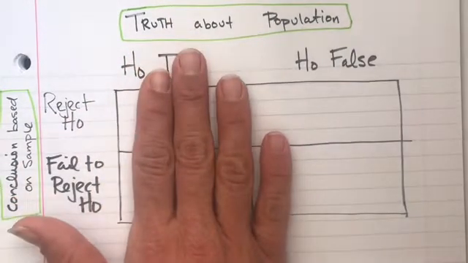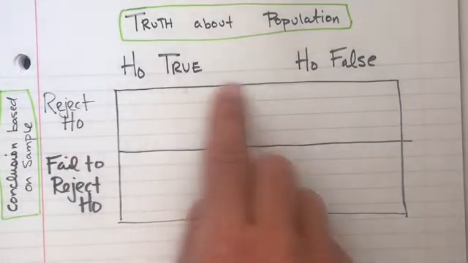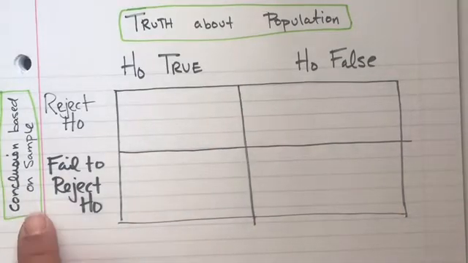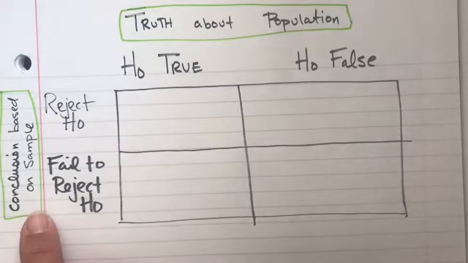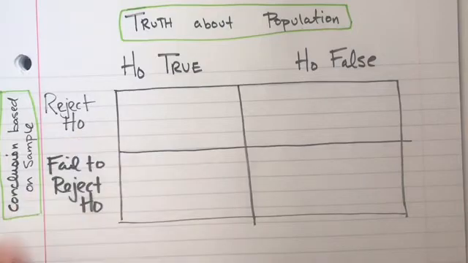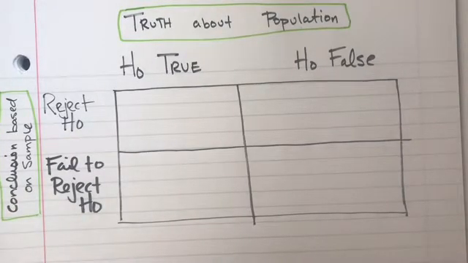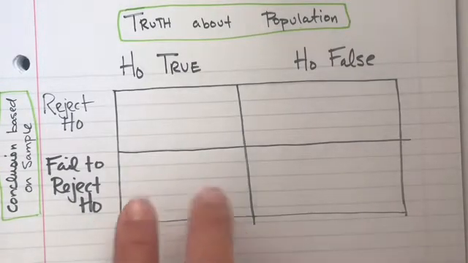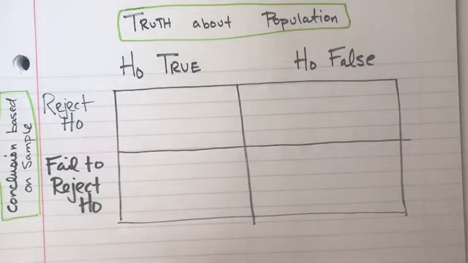All right, so there's a truth about the population. Either the null hypothesis is true or it's false. Those are the only two options. And then there's a conclusion we're going to make based on our sample. If the p-value is low, lower than whatever our significance level is set at, in this problem 5%, we're going to reject the null hypothesis. If the p-value isn't lower than our significance level, so if the probability of obtaining our sample isn't less than 5%, we will fail to reject our null hypothesis. So that means there's only 4 possible outcomes.